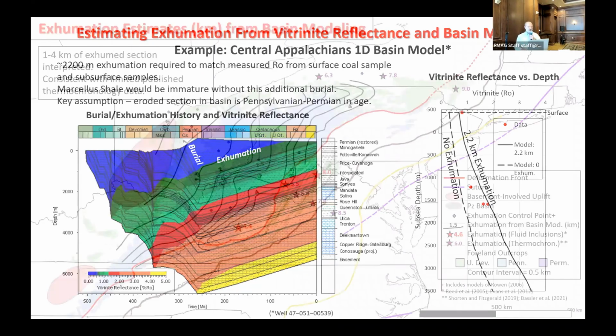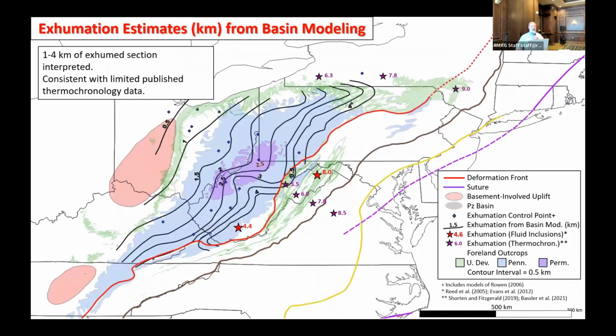So we've taken this approach and reconstructed the Pennsylvanian and Permian. This is how much we think it's been exhumed, up to about 4 kilometers of exhumation. These are published thermochron points. We have one out in the basin where we saw in excess of 4 kilometers from basin modeling, and independently from fission track, they saw 4.4 kilometers of exhumation. So we think this is directionally pretty good.